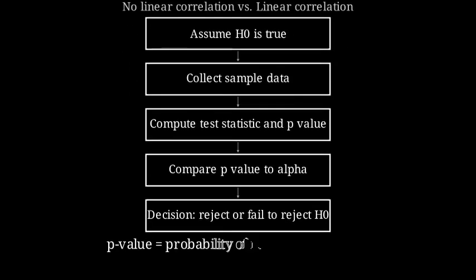The p-value is the probability of getting results like ours, or more extreme, if the null hypothesis were actually true. A small p-value means the data would be very unlikely if H0 were true. Here is the decision rule. If the p-value is less than or equal to alpha, we reject H0. If the p-value is greater than alpha, we fail to reject H0.